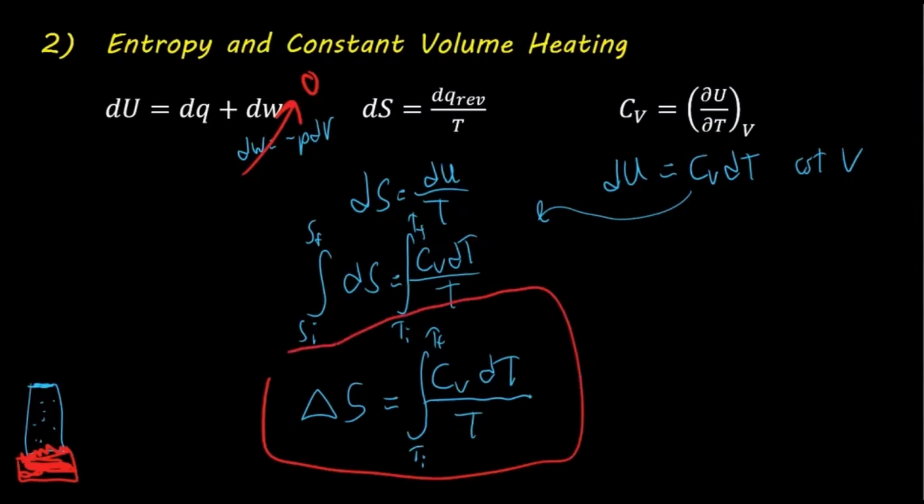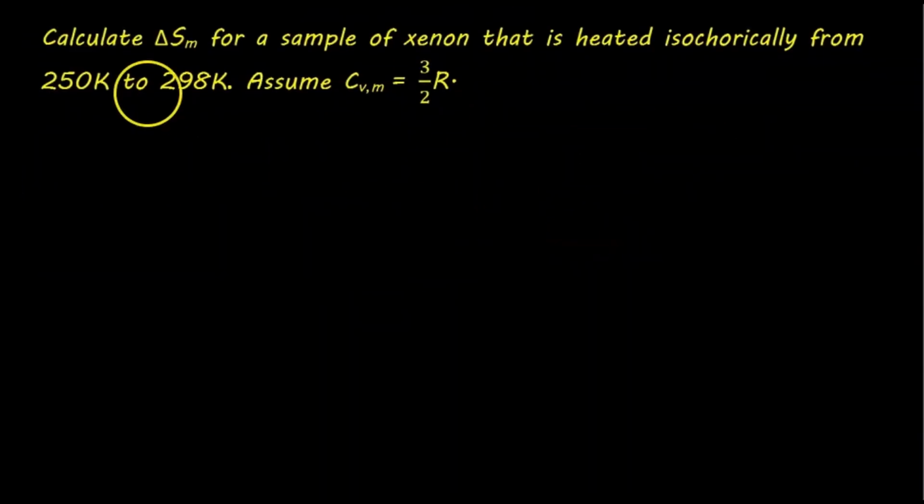So this is our equation for change in entropy at constant volume. Let's use this in a practice example. Calculate the molar change in entropy of the system for a sample of xenon that's heated isochorically. Isochorically means the volume is constant, and we're going from T1 of 250 Kelvin to 298 Kelvin, and we're given the molar heat capacity at constant volume, which is 3 over 2R.